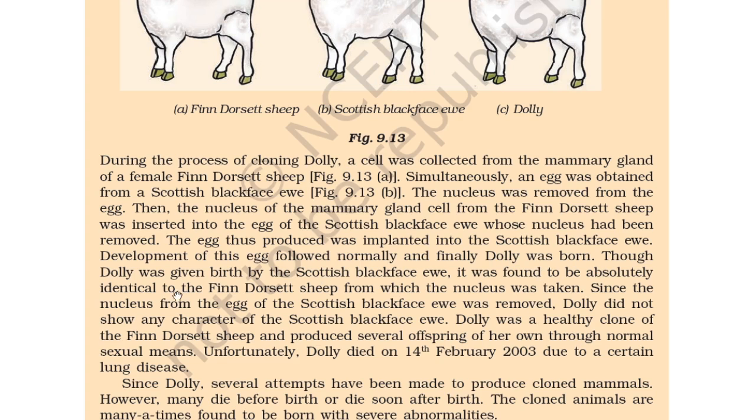Development of this egg followed normally, and finally Dolly was born. Though Dolly was given birth by the Scottish Blackface ewe, she was found to be absolutely identical to the Finn Dorset sheep from which the nucleus was taken. Since the nucleus from the egg of the Scottish Blackface ewe was removed, Dolly did not show any characteristic of the Scottish Blackface ewe. Dolly was a healthy clone of the Finn Dorset sheep and produced several offspring of her own through normal sexual means. Unfortunately, Dolly died on 14 February 2003 due to a certain lung disease.